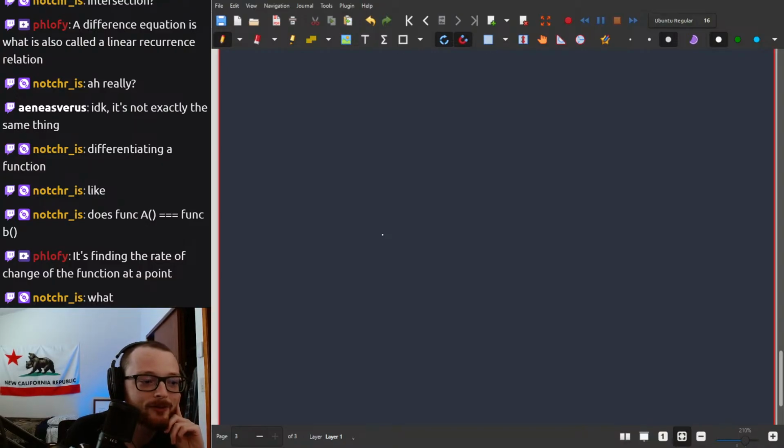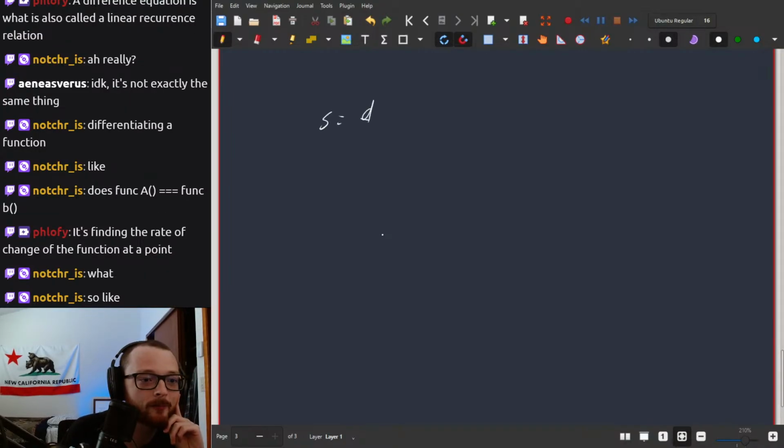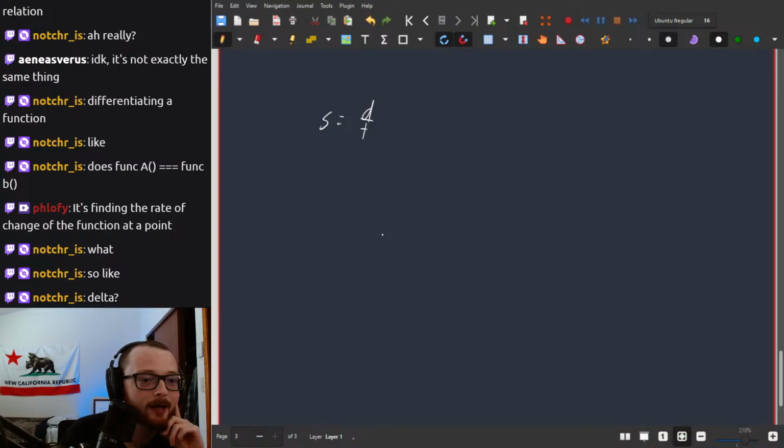Okay, so just in general, speed is distance over time. Delta is a good place to go here. If you know delta, I'll use that. Speed is change in position, delta x, over change in time, delta t.